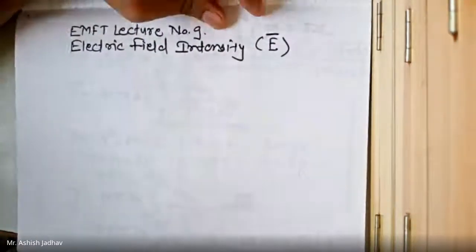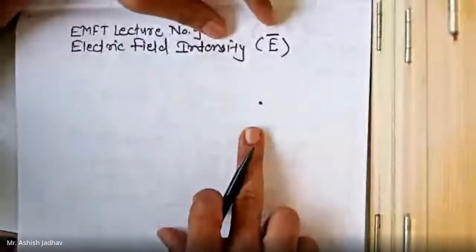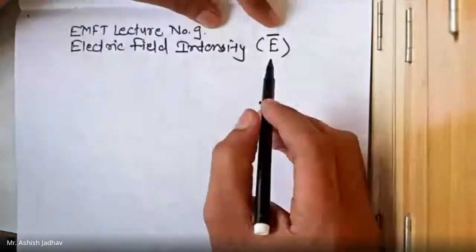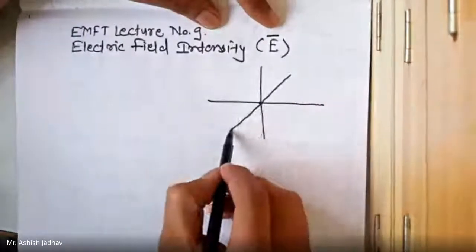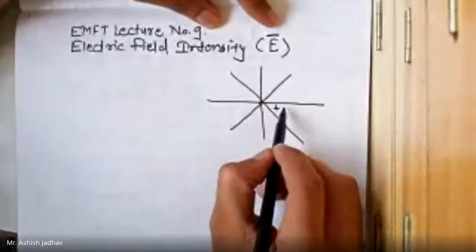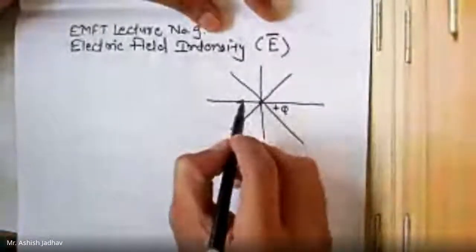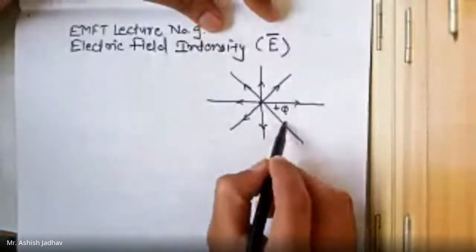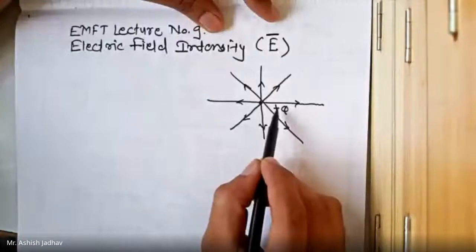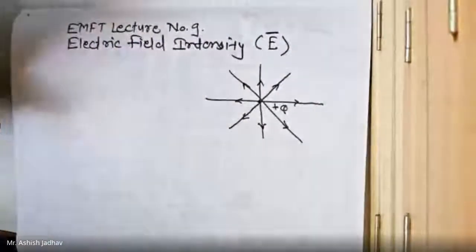Now, once again, let us take an example of a point charge. Is it clearly visible? Yes, sir. So let us take the example of a point charge. Let's say the point charge is positive. So in that case, what would be the direction of lines of force? Those lines of force will be moving radially outward, right? So this is a positive point charge, and the lines of force are moving radially outward.